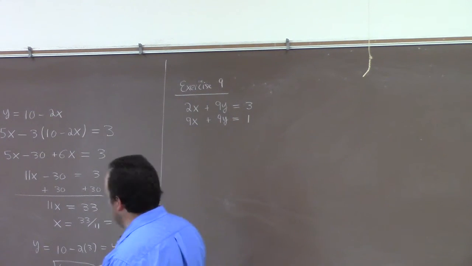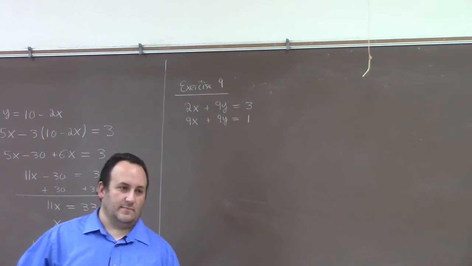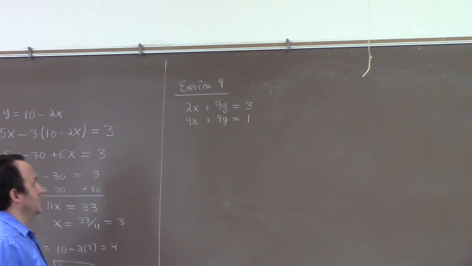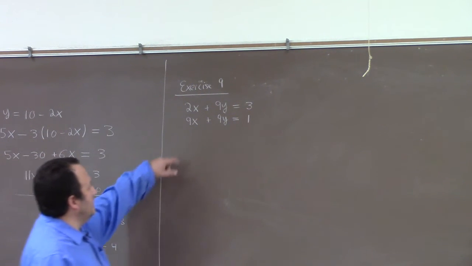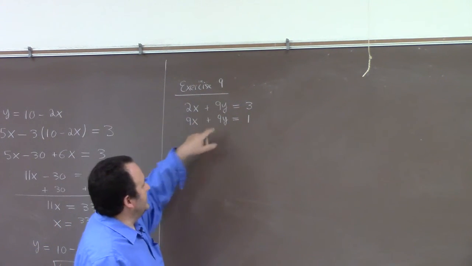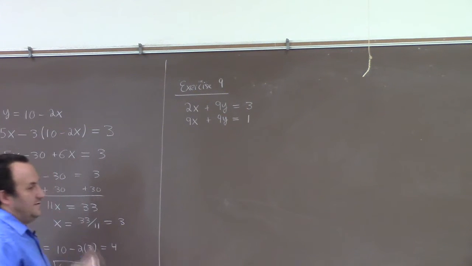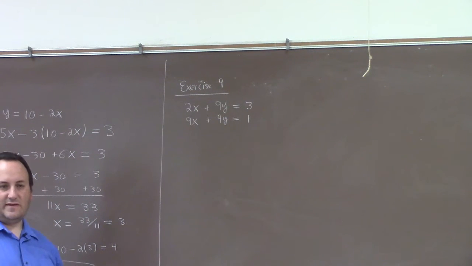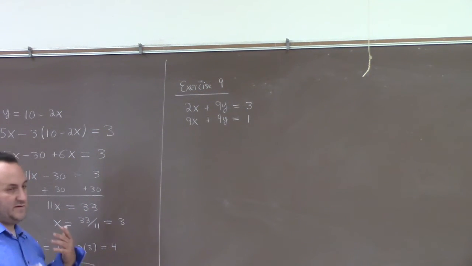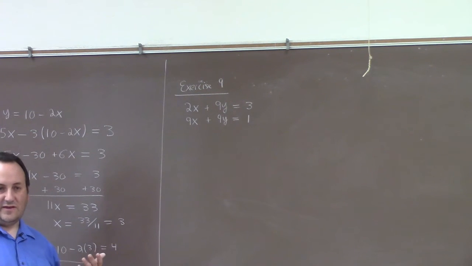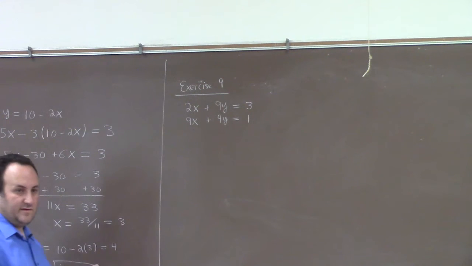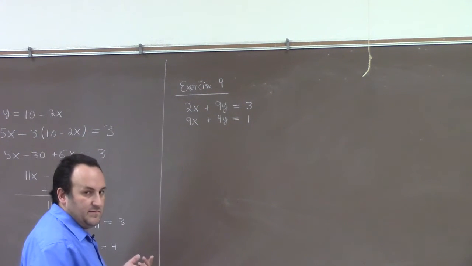All right, so guys, this one, we look at it: 2x plus 9y equals 3, 9x plus 9y equals 1. There's nothing, I mean, I think we're not going to want to use substitution. We're going to want to use elimination. By that I mean we're going to add or subtract equations on this one. It's going to be easier. What do you think? What should we do?